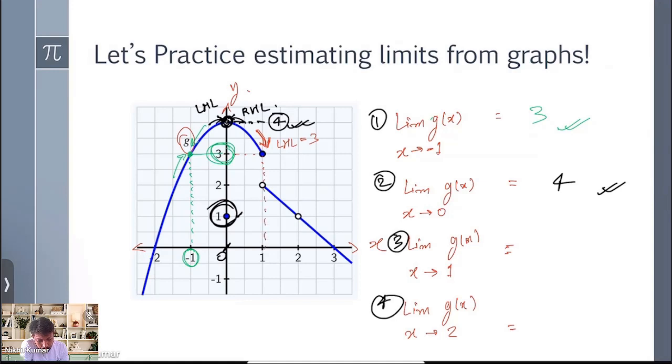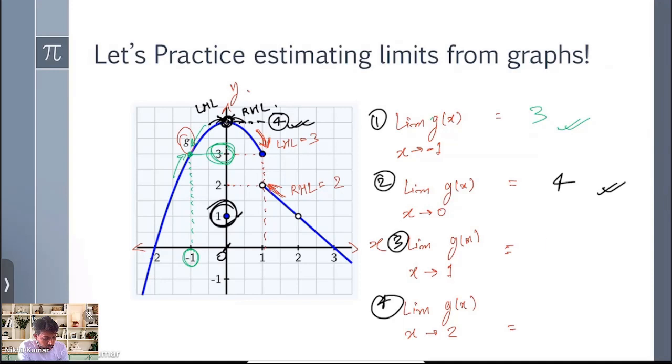Try approaching this point from the right hand side. Now if you approach it from the right hand side, what is the right hand limit? It's this number, 2. See, left hand limit is 3, right hand limit is 2. Are they the same? Of course not.